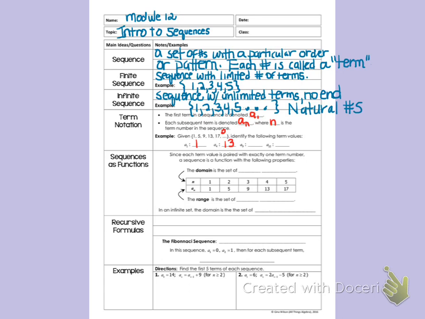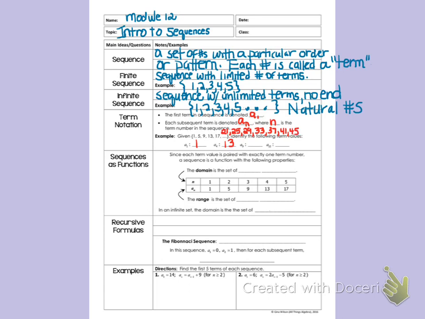The next one would be 21. The next one would be 25. The next one would be 29. The next one would be 33, and then 37. The next one is 41, 45, and so on.